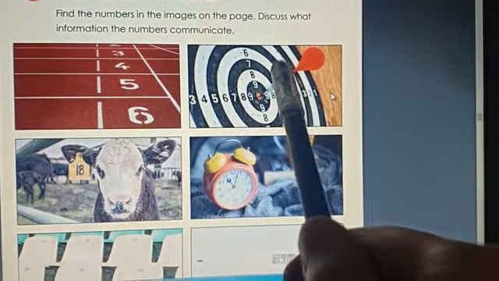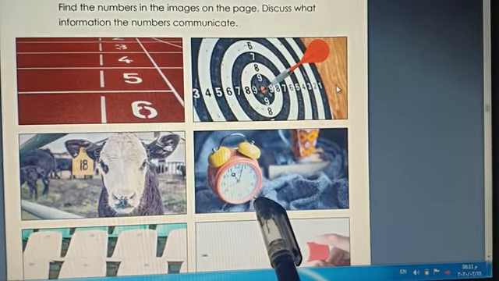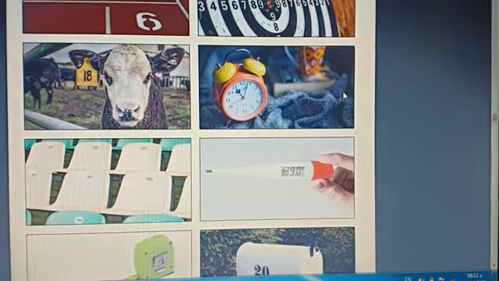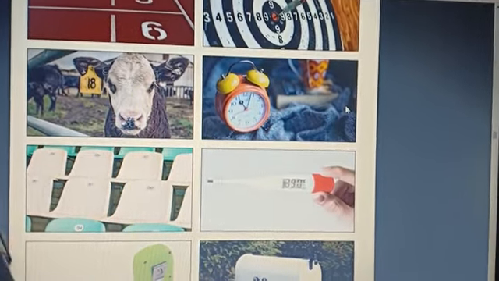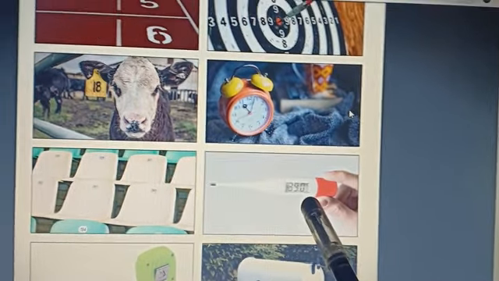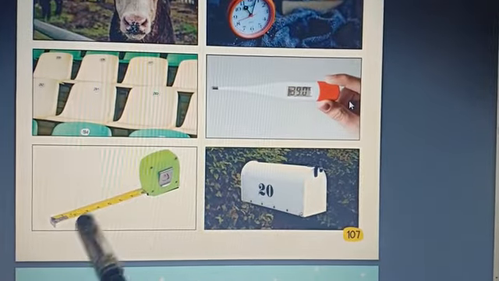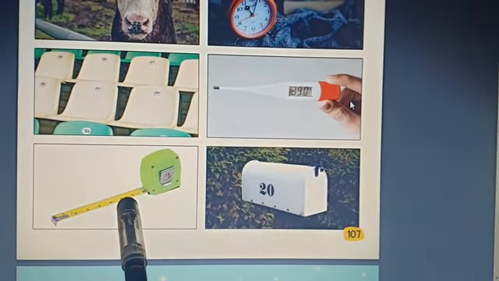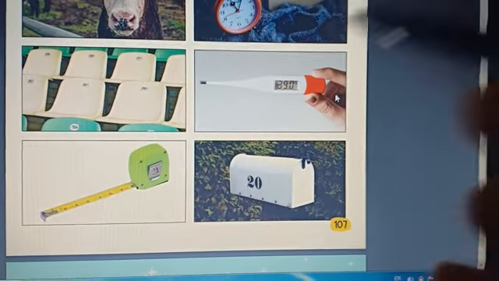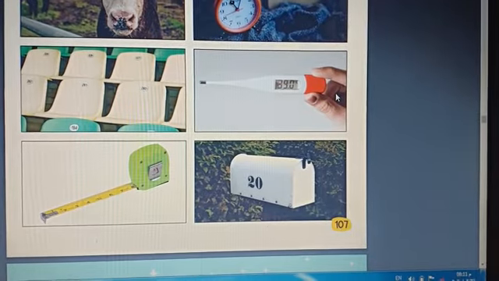This is darts. And this is a number for an animal, and this is a clock. It tells me the time. We have here some seats, to know the number of your seat. We have the numbers on a thermometer to know your temperature. And we have a measuring meter here. If you want to measure something, you have to know the numbers. We have the number of a mailbox. So we get much information from the numbers.